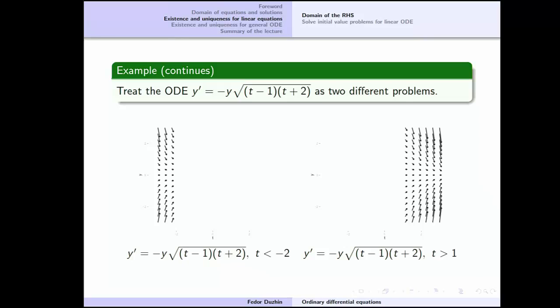So you cannot have a solution that begins when t is negative 2 and somehow enters the area when t is bigger than 1, because it will have to cross this empty area where there is nothing. So that's why you don't even have to think about it. So you can just assume that these are two unrelated problems.